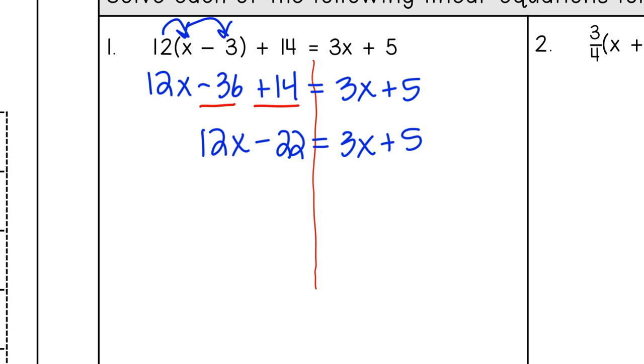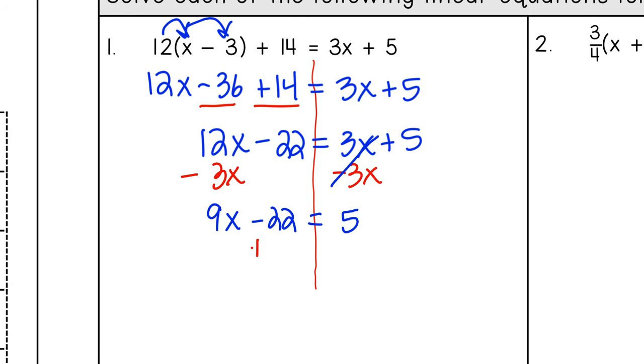Okay, now we want to move the variable. Right now we have x's on both sides. It doesn't matter which side you pick, but I usually get the one that's on the right side and move it over to the left. We're going to do that by subtracting. That gives me 9x, and then I'm going to bring down my minus 22. On this side, that got eliminated, so I just have the 5.